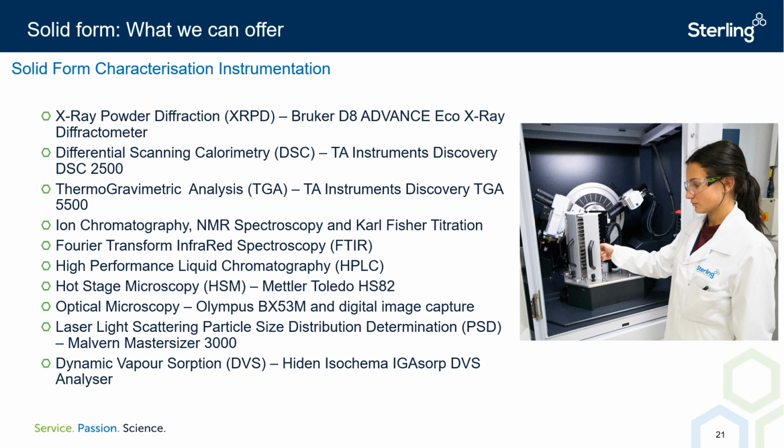Particle habit and particle size determination can both be determined qualitatively by optical microscopy and used to corroborate formal particle size distribution examination by laser light scattering. The hygroscopicity of a solid, that is, the ability of an API version to take up water, can be assessed by dynamic vapor sorption to assess the extent of water uptake and loss with varying humidity.